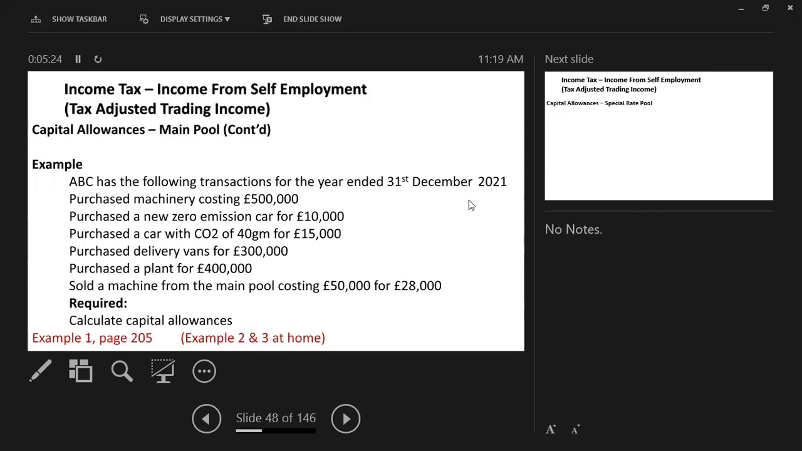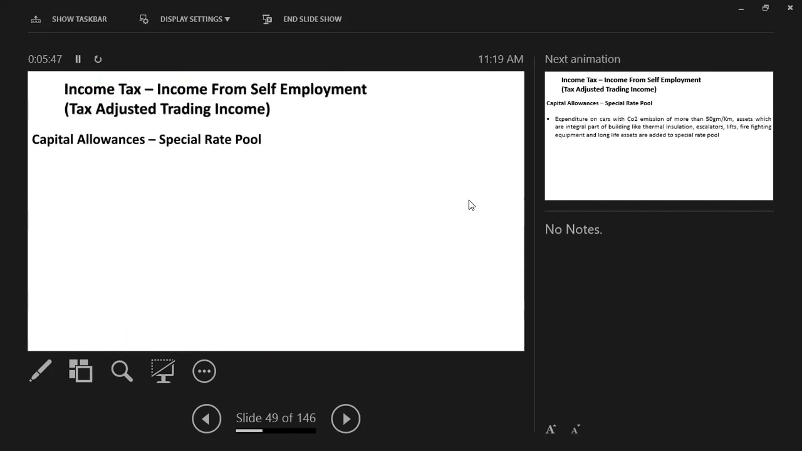ABC company has the following transactions in the year ended 31st December 2021. Did we discuss this example in the last class or no? Zero emission purchase, delivery van, purchase plant. I think we discussed it. Yeah, we discussed this example in the previous lecture as well. Yes. So let's move ahead.